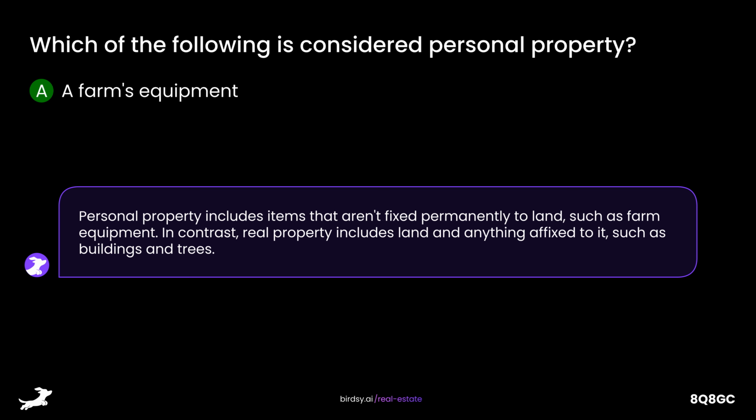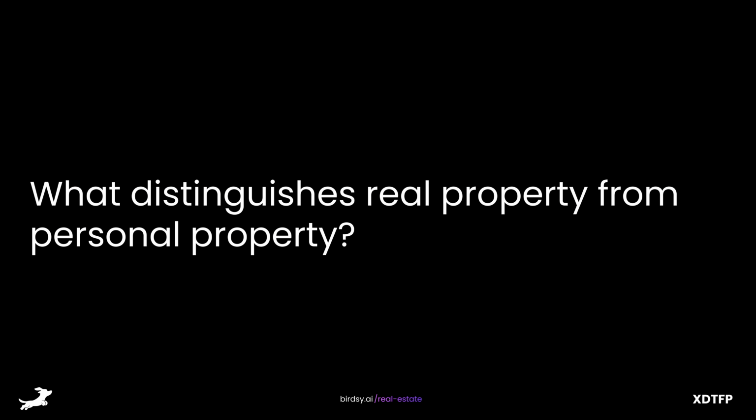Personal property includes items that aren't fixed permanently to land, such as farm equipment. In contrast, real property includes land and anything affixed to it, such as buildings and trees. What distinguishes real property from personal property?